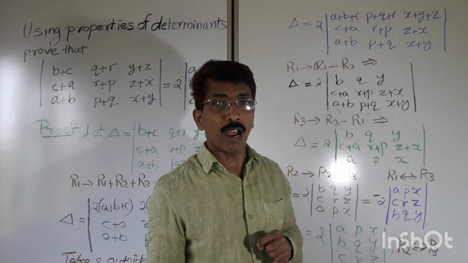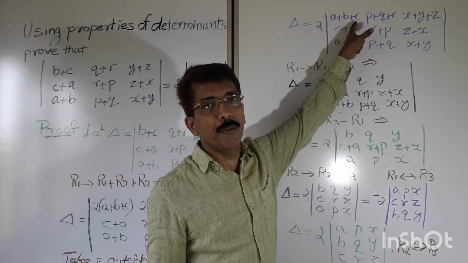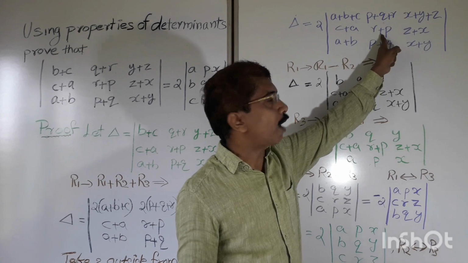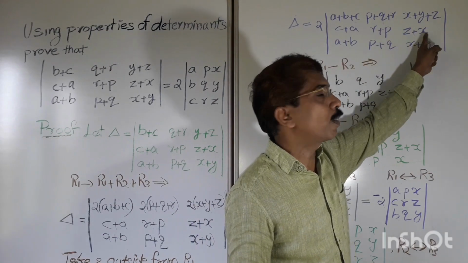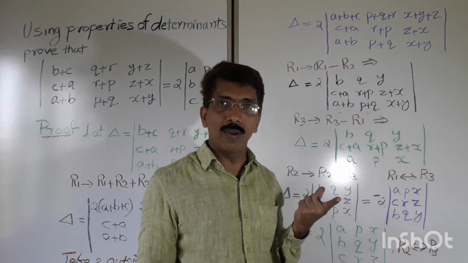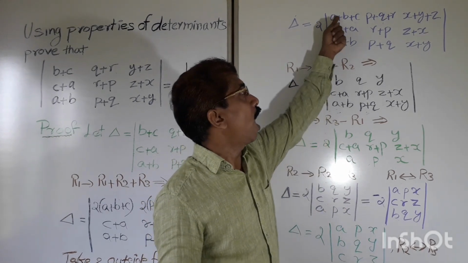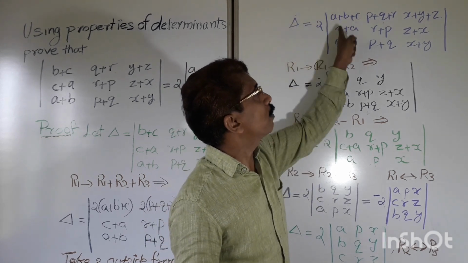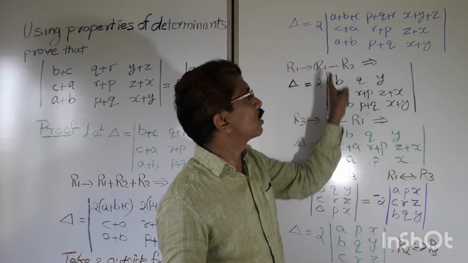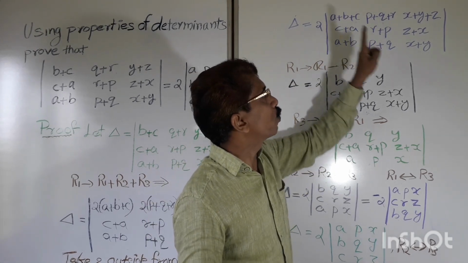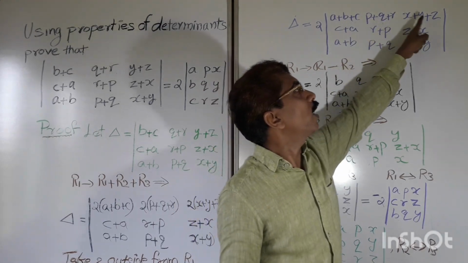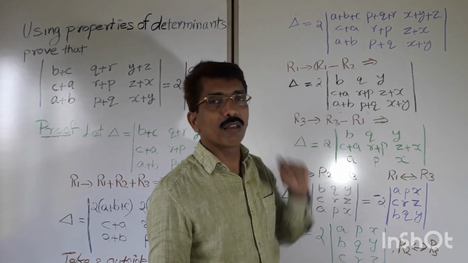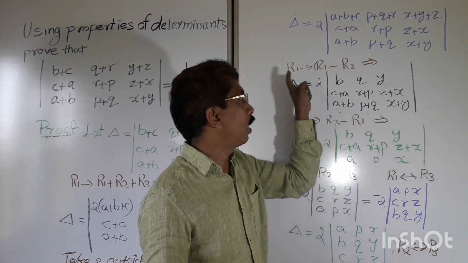Now from this A plus B plus C, you can subtract C plus A. From here you can subtract R plus P, and from here you can subtract Z plus X. So R1, how to change? We can change R1 as R1 minus R2. So how does it come? Listen. Delta will be A plus B plus C minus C plus A; C and C cancel, A and A cancel. What is remaining? B. From here if you subtract this, what is left? Q. From here X plus Y plus Z minus Z plus X, what is left? Y. Now R2 and R3 I am not changing, only R1 I have changed.